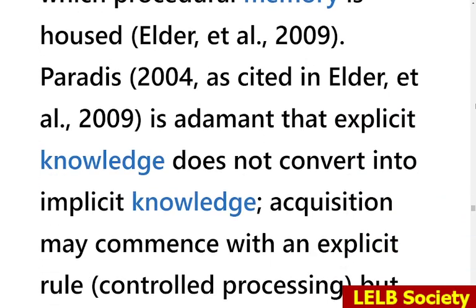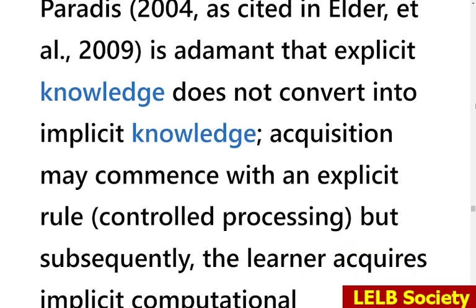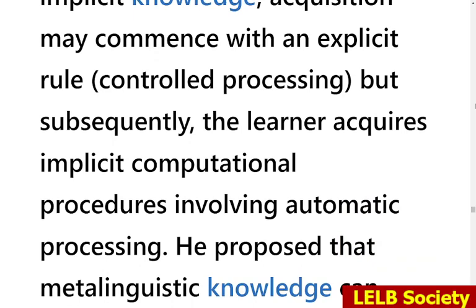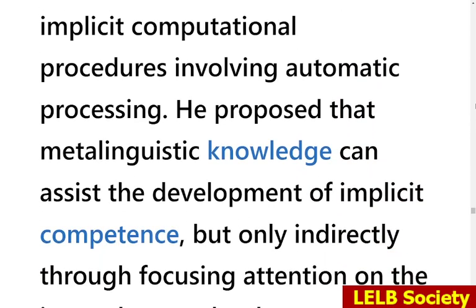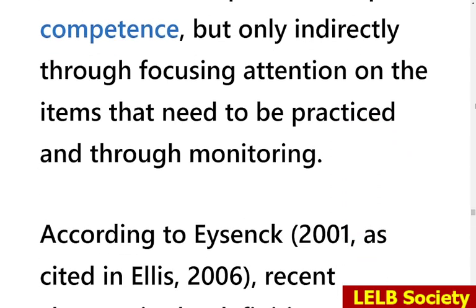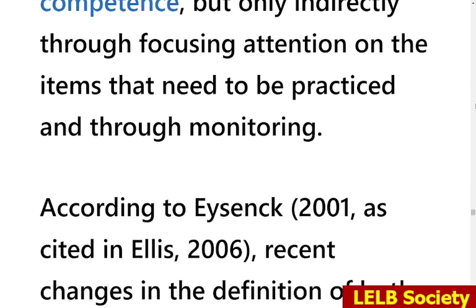convert into implicit knowledge. Acquisition may commence with an explicit rule, controlled processing, but subsequently the learner acquires implicit computational procedures involving automatic processing. He proposed that metalinguistic knowledge can assist the development of implicit competence, but only indirectly through focusing attention on the items that need to be practiced and through monitoring.